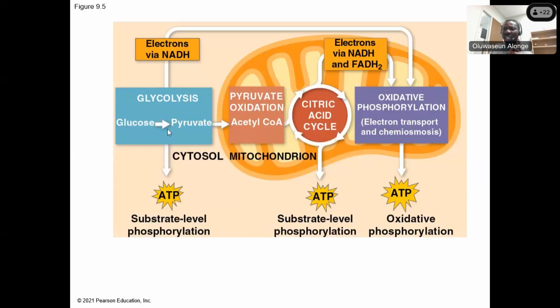Think about the word glycolysis. It simply means breaking, lysing a glucose molecule. So, don't forget, we are looking at cellular respiration, and cellular respiration simply means that you are breaking down the glucose molecule to make ATP. And that is what we say when we are burning calories.